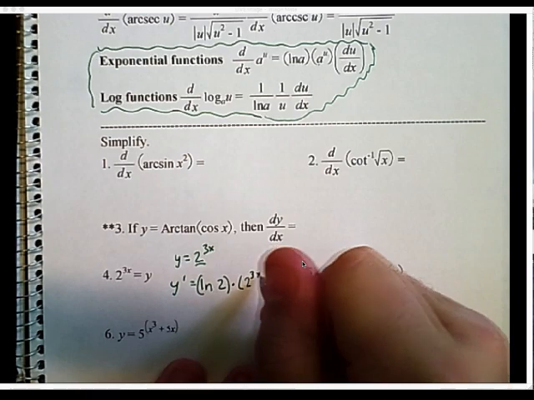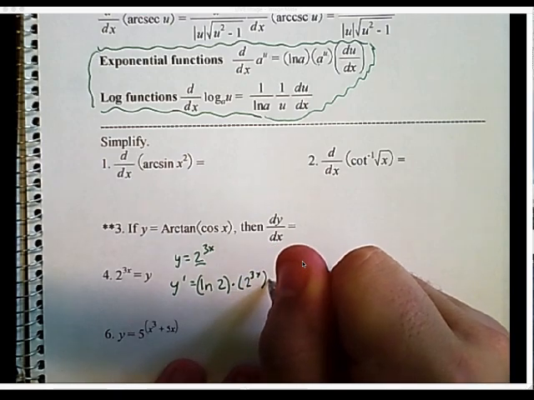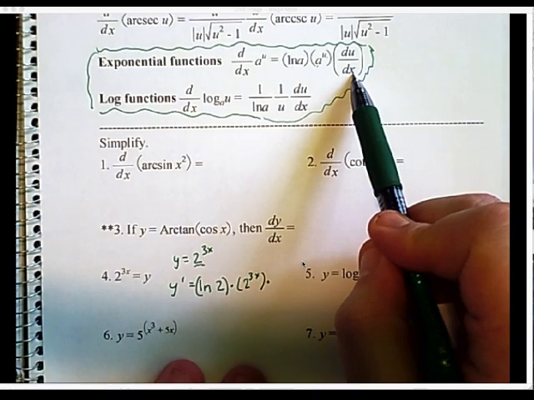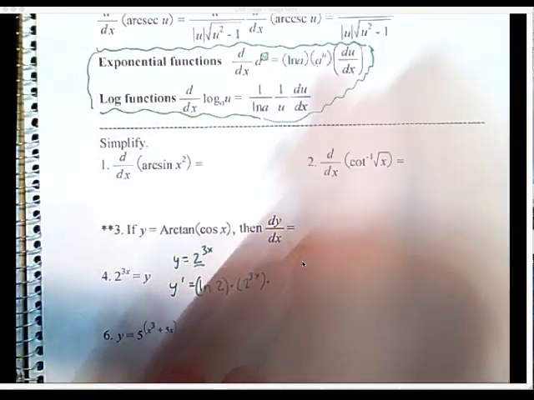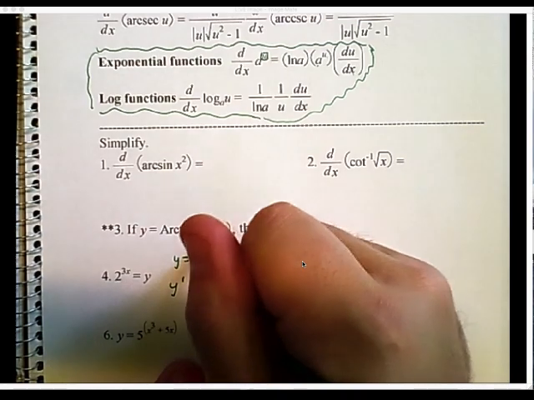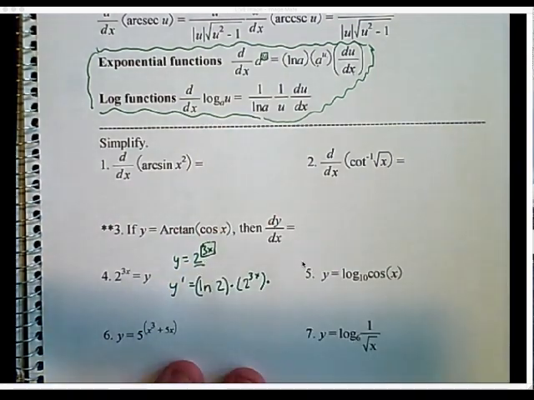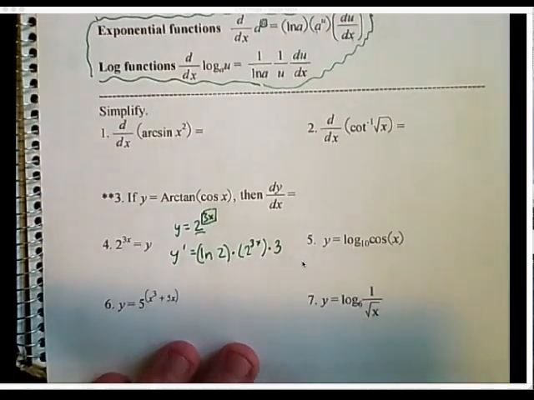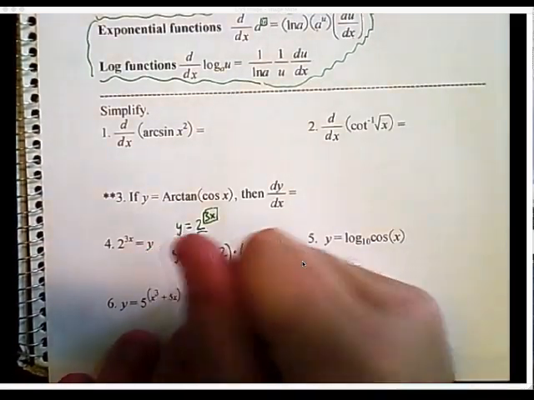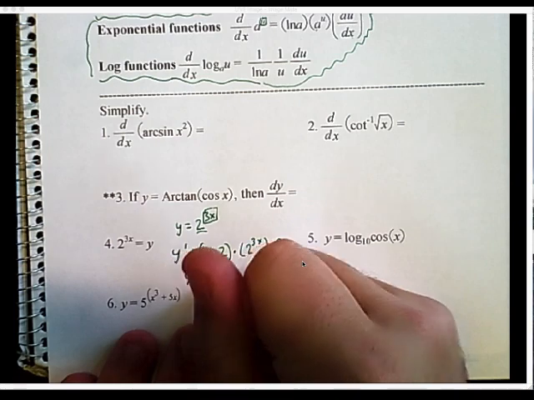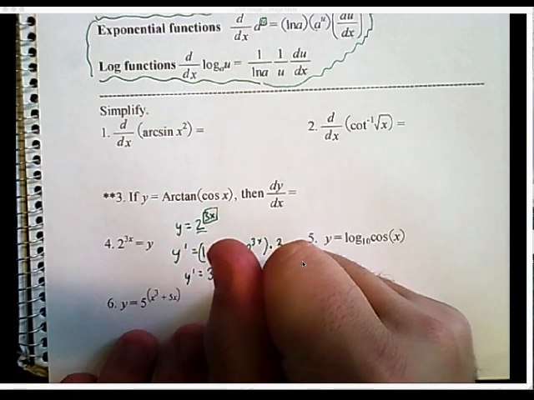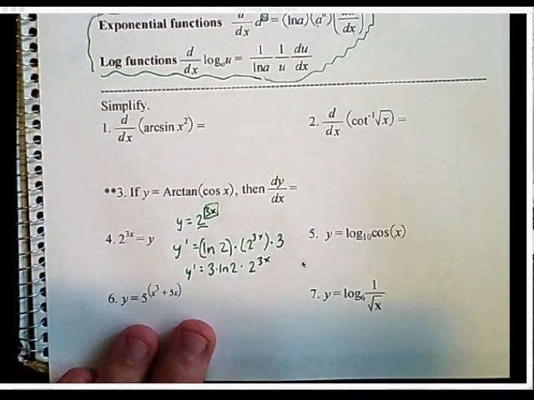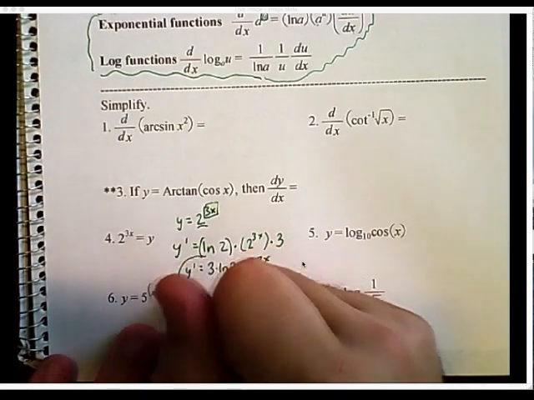That's the same thing we start with. So 2 to the 3x times, and now it says derivative of u with respect to x. Well, u is the exponent. So here's the exponent. What's the derivative of 3x? Well, it's just 3. And generally, we like to write coefficients in front. So this is like saying 3 times ln of 2 times 2 raised to the 3x. So that's probably how it would appear.